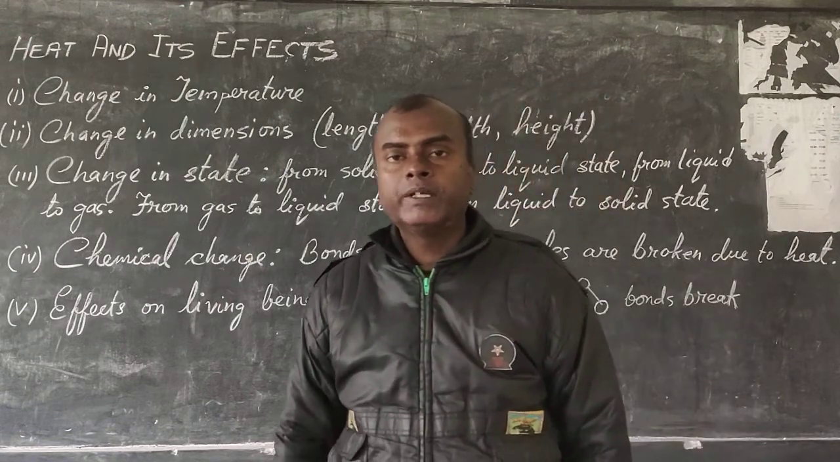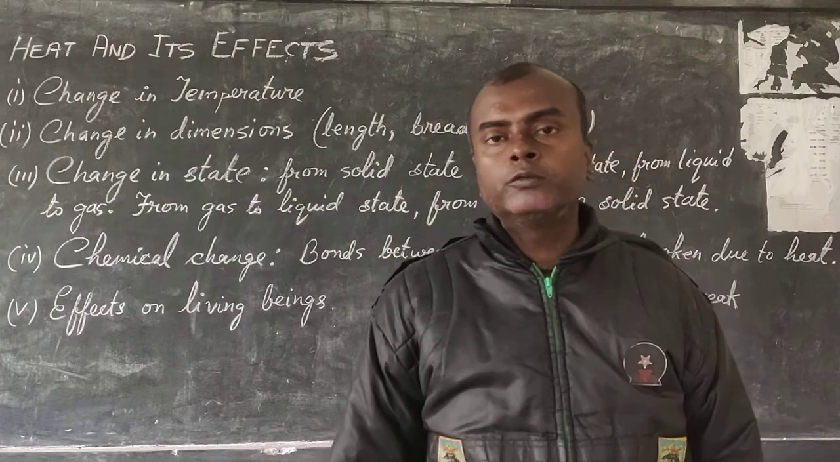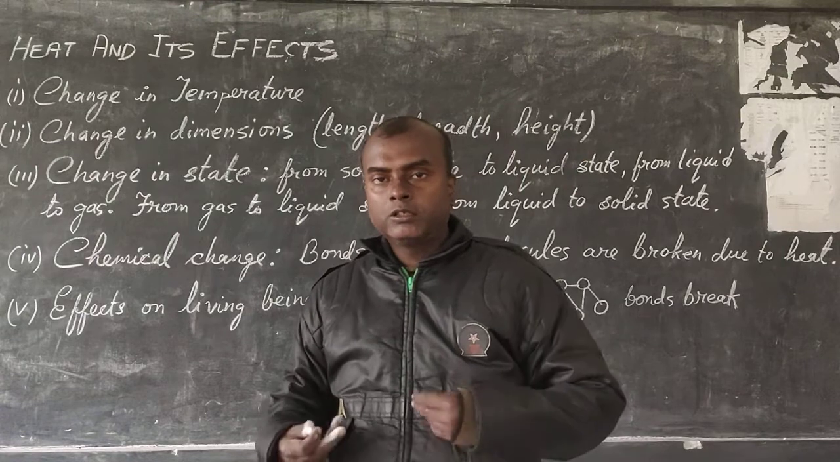Directly or indirectly, we depend on plants for our food. So no plants, no food; no food, no us. No plants, no oxygen; no oxygen, no us.